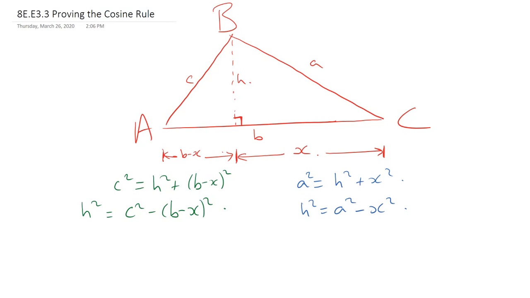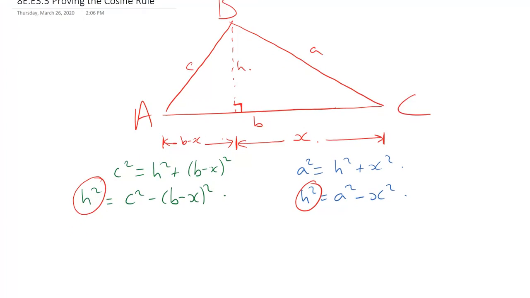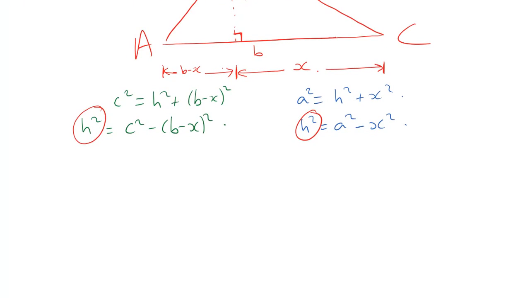So we have two different expressions, one for h squared on the left in green, and one for h squared on the right in blue. You can probably guess what's going to happen now. We can make those two expressions equal to each other because they're equal to the same thing. So this follows that c squared minus, well, perhaps we should expand this now. Let's expand the b minus x. Hopefully you can do this. You should know that that is b squared plus x squared minus 2bx. And that expression is going to be equal to the right-hand expression, a squared minus x squared.